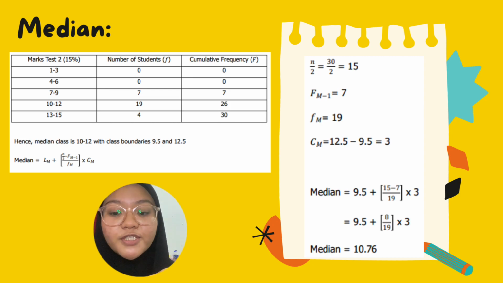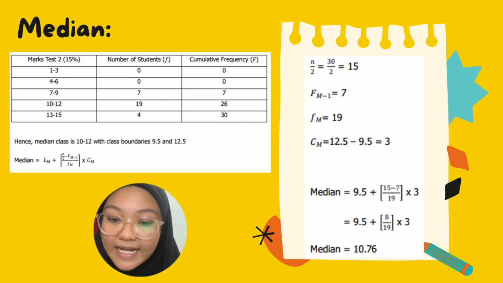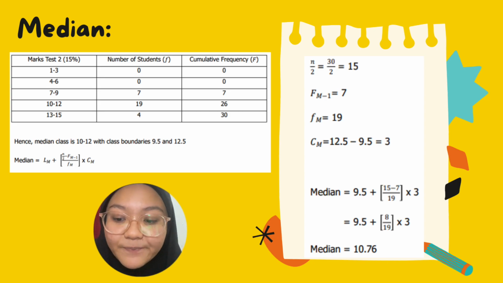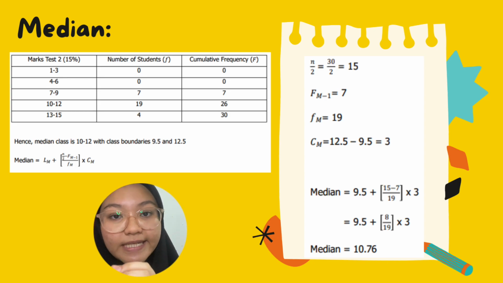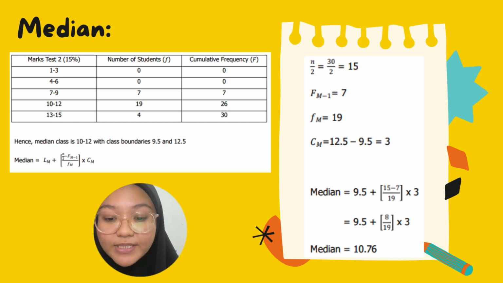Next, we will be moving on to the third component, which is the median. How do we calculate the median? First and foremost, we have to get the cumulative frequency. We get the cumulative frequency simply by adding the first frequency, which is in this case 7. We add 19, which equals 26, and then we add 4, which equals 30. Hence, the median class that we chose is the same as before, which is 10 until 12, with class boundaries that we get from the grouped data, 9.5 and 12.5.